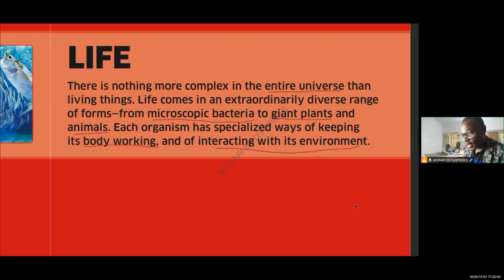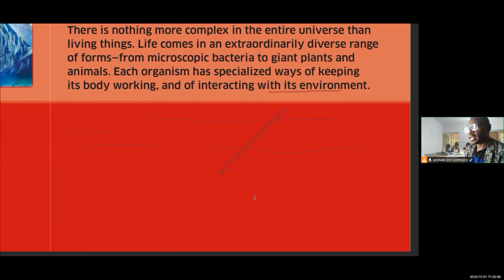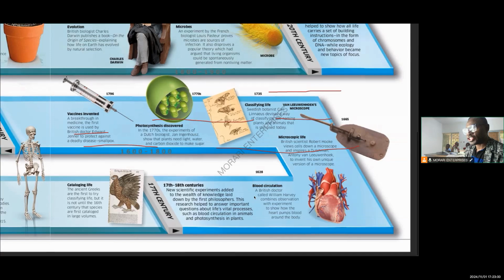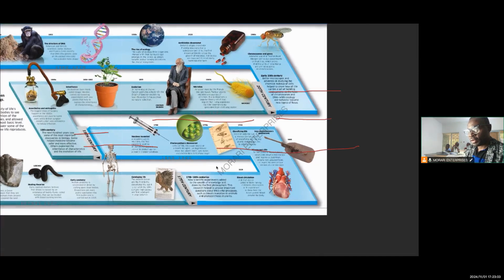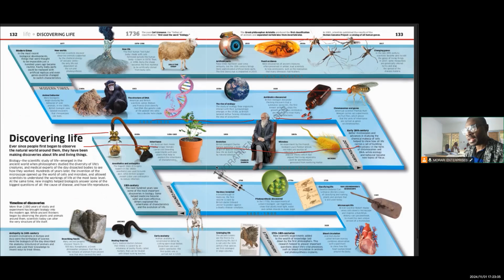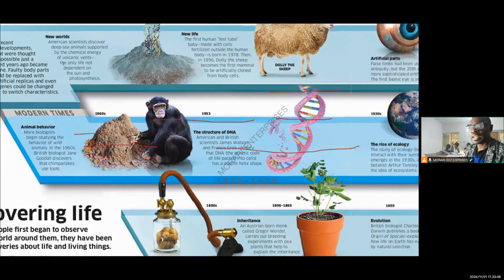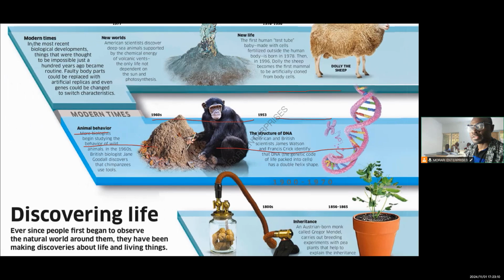So let's take a dive into life science. In some subjects, they'll call it biology. But here we want to call it by its name, life science. If we look at life science here, we'll see modern times. In the most recent biological developments, things that were thought to be impossible just 100 years ago become routine. Faulty body parts could be replaced by artificial replicas, and even genes could be changed to switch characteristics. There is something called genes.